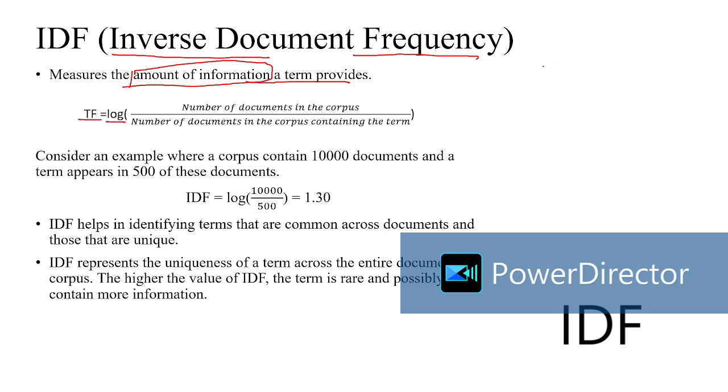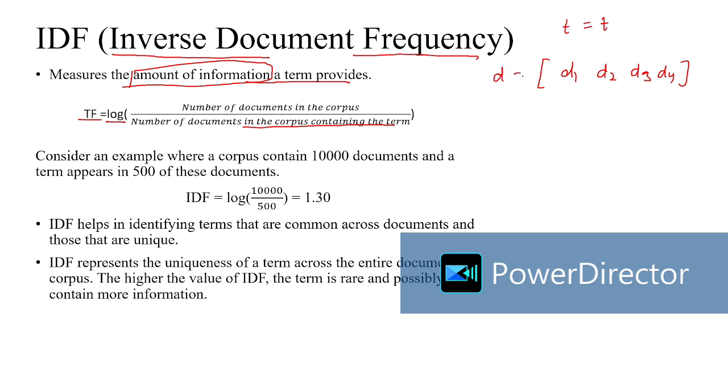divided by the number of documents in the corpus containing the term. Let's suppose D1, D2, D3 and D4 are our documents in the corpus. Suppose I have a term T, and this term T appears in two documents, D1 and D2.